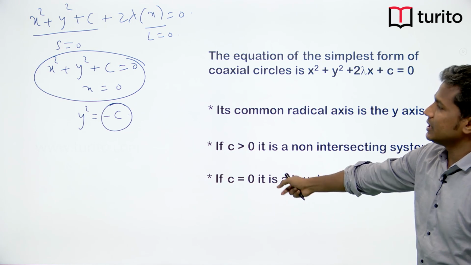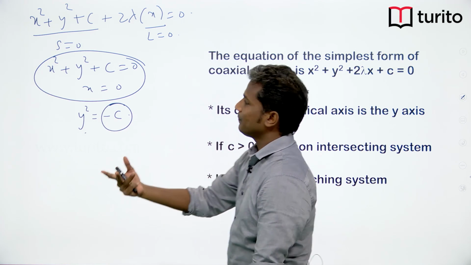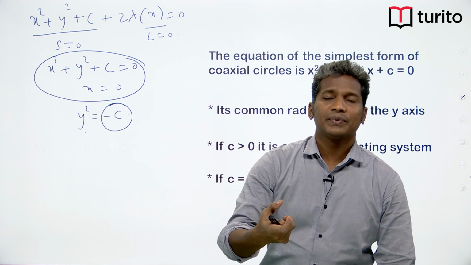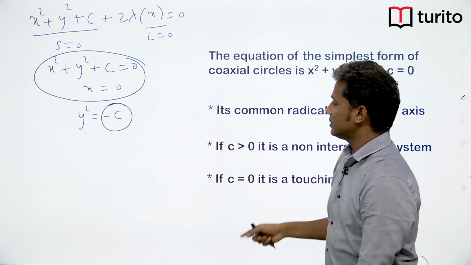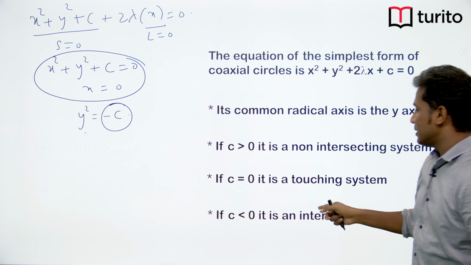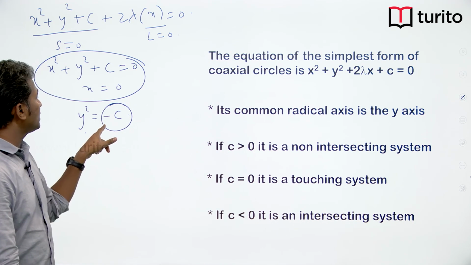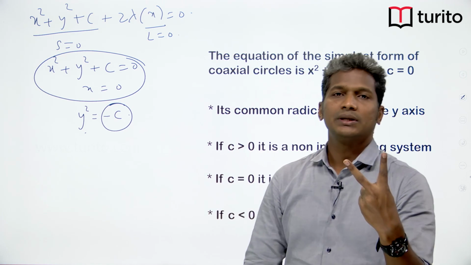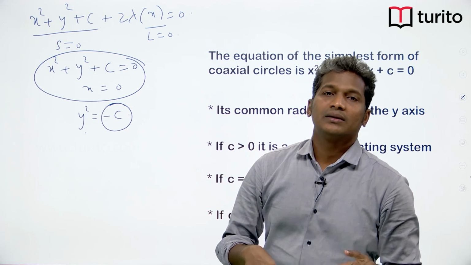Similarly, if c is equal to 0, y square is equal to 0, which means y equal to 0. So, x equal to 0, y equal to 0, which is the origin, that is the only common point, which means all of them are passing through only one single point, which is the touching point. So, this gives the touching system. Also, if c is less than 0, then it is an intersecting system. RHS becomes a positive number, then y square equal to a positive number will lead to 2 solutions. That means there are 2 points of intersection, which means those 2 circles will cut each other at 2 points.